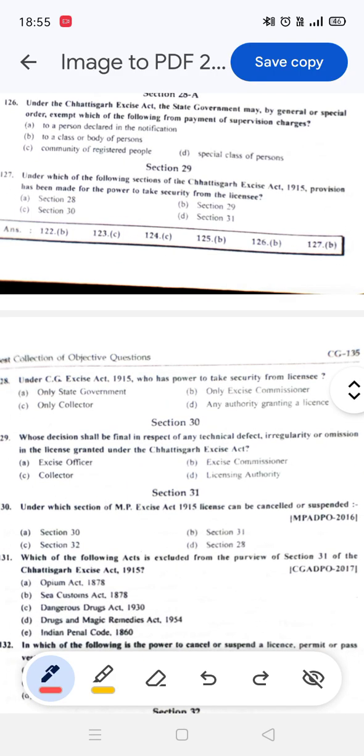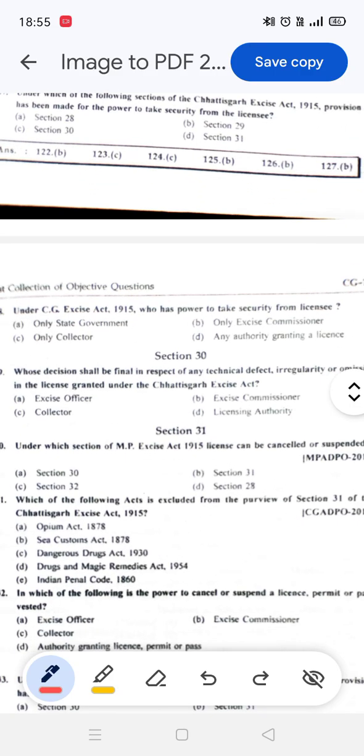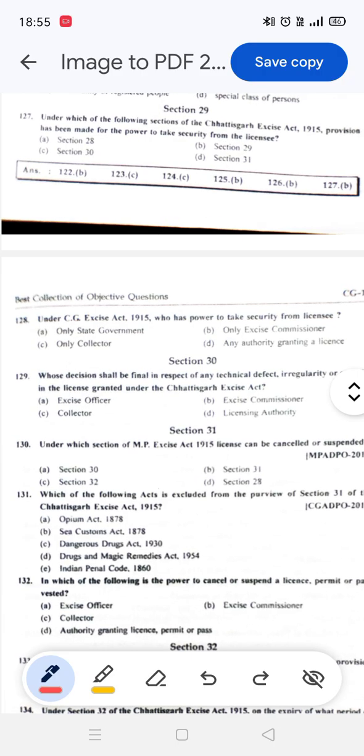Question number 126, under the Chhattisgarh Excise Act, the government may by general or special order exempt which of the following from payment of supervision charges? So here option B is correct, a class or body of persons. Question number 127, under which of the following sections of the Chhattisgarh Excise Act 1915 have provisions been made to take security from the licensee? So here option B, section 29 is correct.